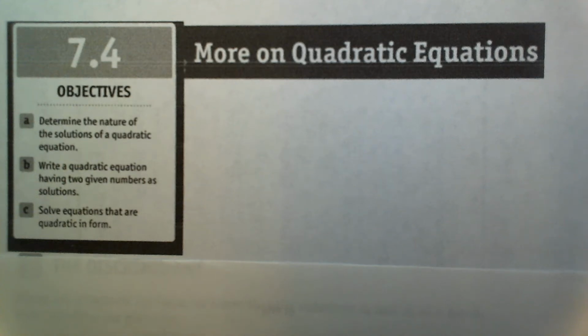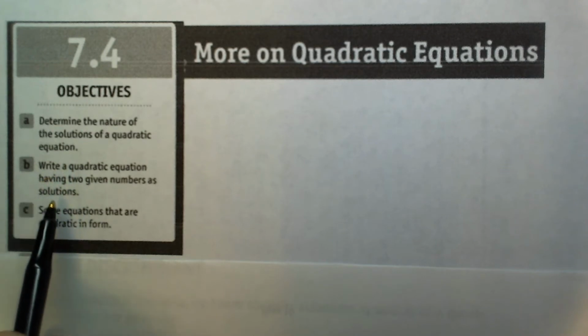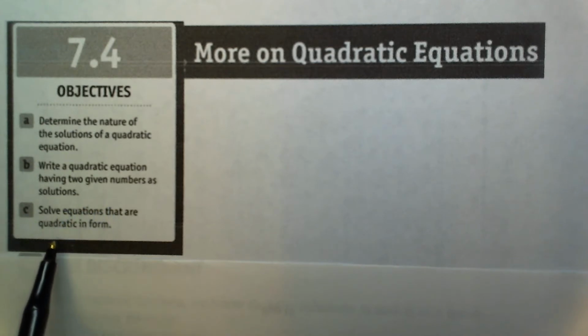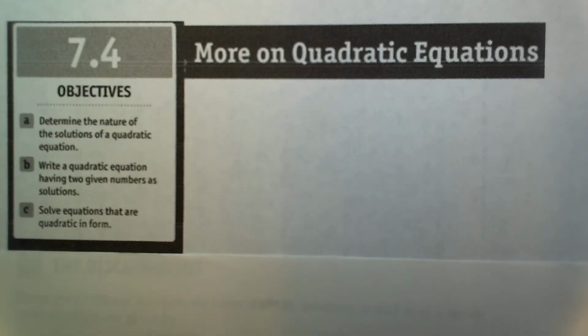Section 7.4 is more on quadratic equations, and there are three objectives. Number one, to determine the nature and the solutions of a quadratic equation. Then part B is about writing a quadratic equation having two given numbers as solutions, and then solving equations that are quadratic in form. I will explain what that means. And so the first topic will be that of the discriminant.